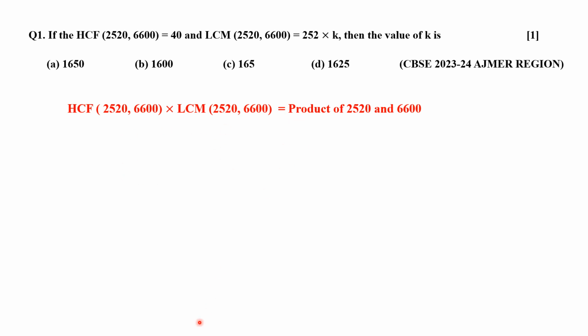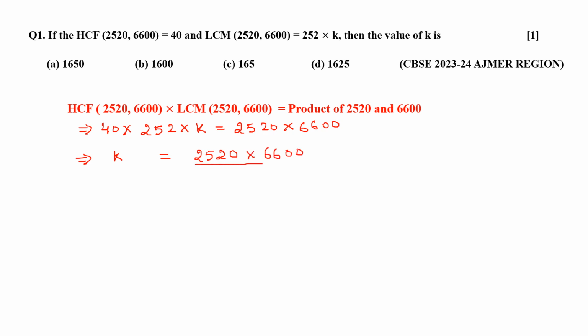So I'm going to substitute the values over here. In place of HCF, I write 40 into, and in place of LCM, I write 252 into K. And this is equal to the product of those two numbers, which you get when you multiply them. Now the next step, you have to find the value of K. To find the value of K, I am going to transpose 40 and 252 to the RHS. As it is multiplied here, when you transpose, multiplication will change to division. So we write it like 2520 into 6600 divided by 40 into 252.